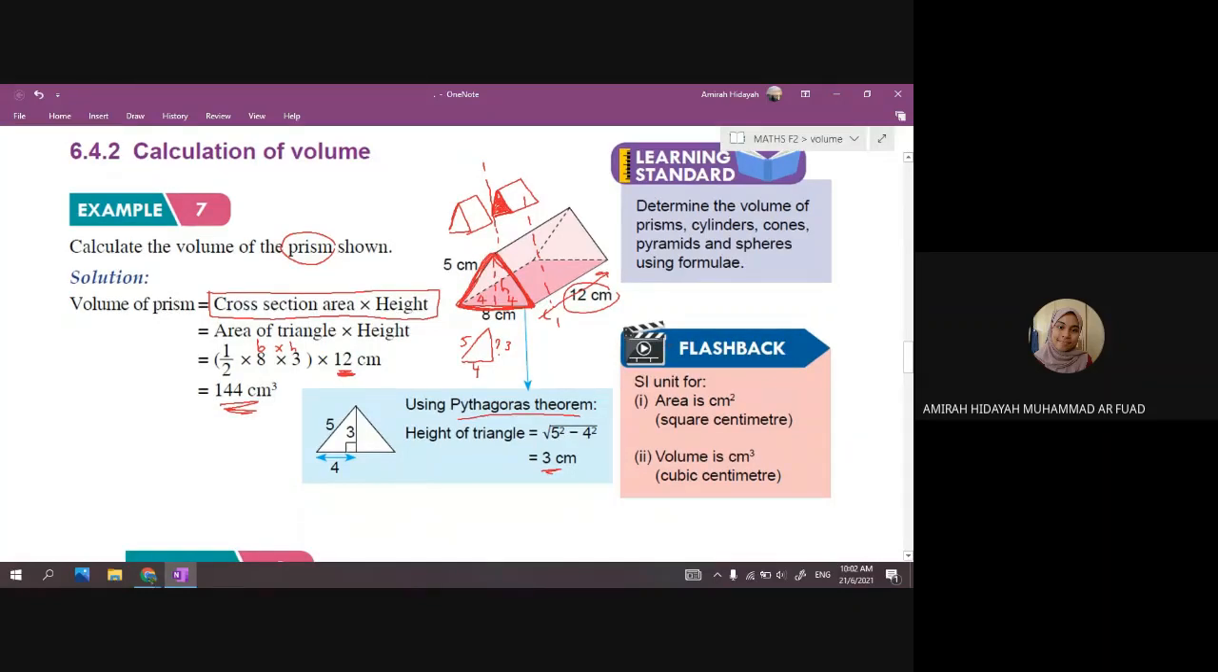Okay, flashback. Remember SI unit for area is centimeter square. And then for volume, dia punya unit adalah centimeter cubic. Kita pronounce as centimeter cubic, but when we write, we write cubic first and then baru centimeter. Kalau pronounce, kita sebut centimeter dulu, baru cubic. Kalau tulis, kita terbalikkan dia lah. Alright.